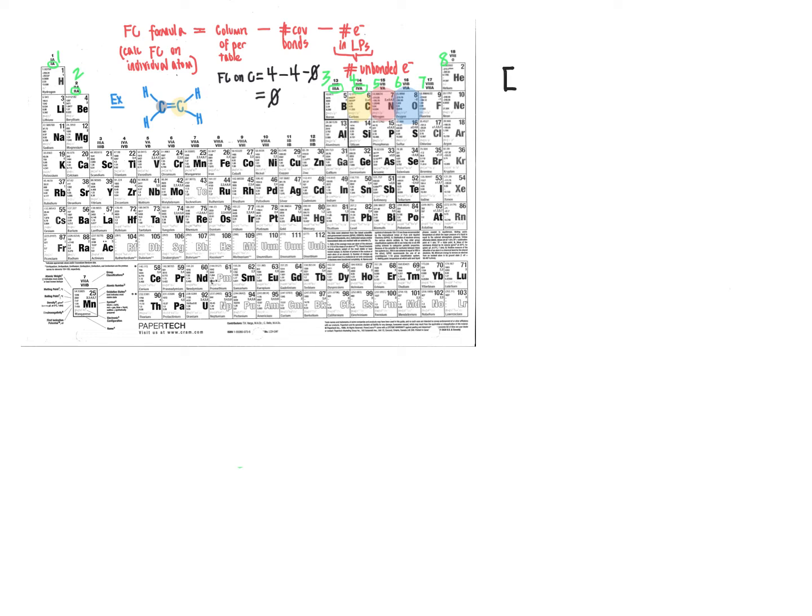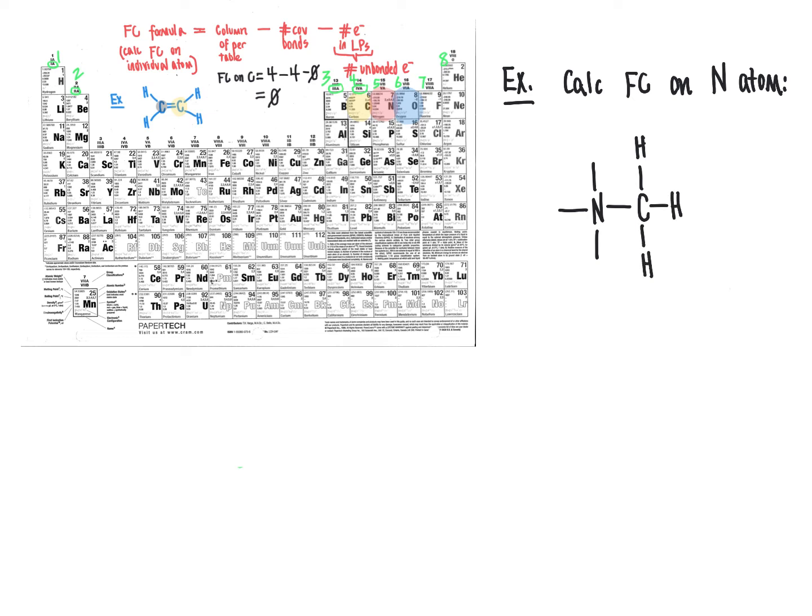Okay, so in this example, we're going to calculate the formal charge, Fc, on the nitrogen atom in the following molecule. I'm going to go ahead and draw out the Lewis structure of this, which shows all of the bonds, all of the lone pairs, and we're going to try to calculate the formal charge that would be present on the nitrogen atom in this particular molecule.